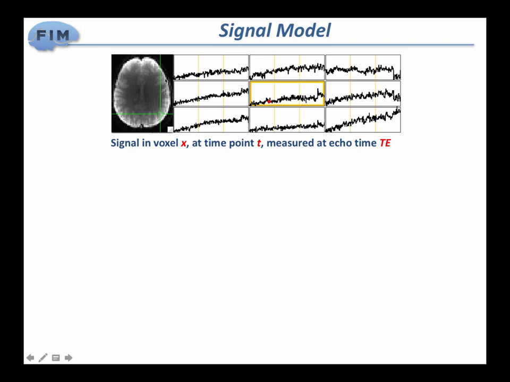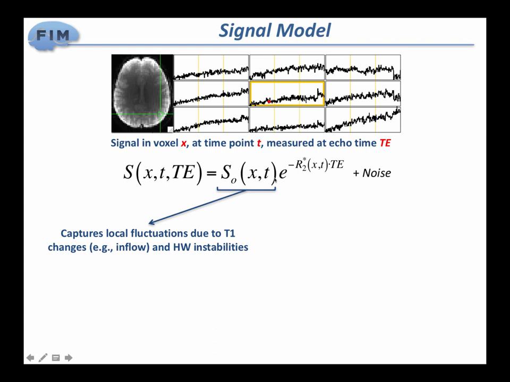So here we have a brain, and in a given set of 9 locations around here are the time series. What we record in a given voxel, at a given time point, and for a given echo is given by this formula, okay? The signal at a given voxel, at a given time point, and for a given echo, has 2 main components. One is a component that we call S0, that basically captures local fluctuations in T1 changes, hardware instabilities, the bad stuff, the things we don't like.